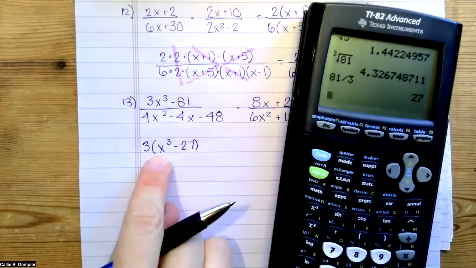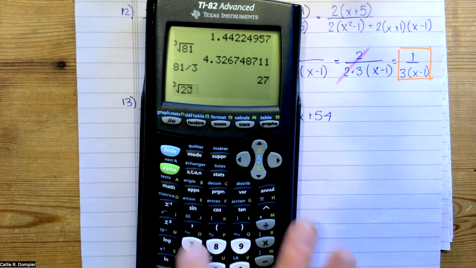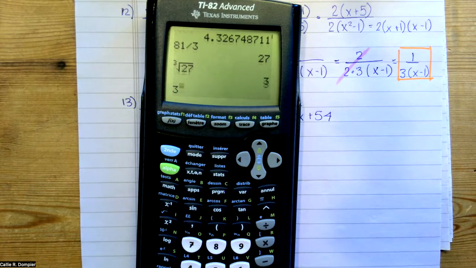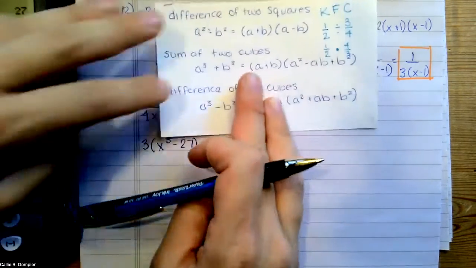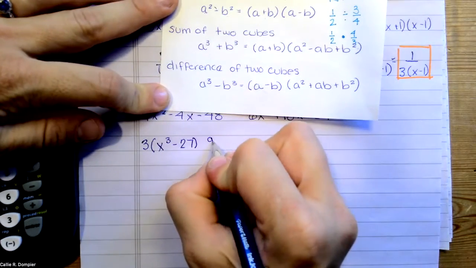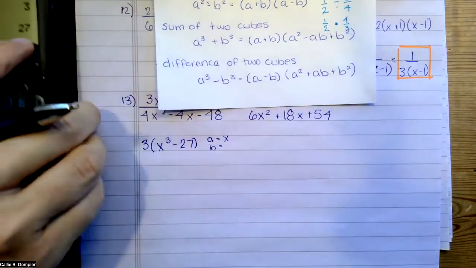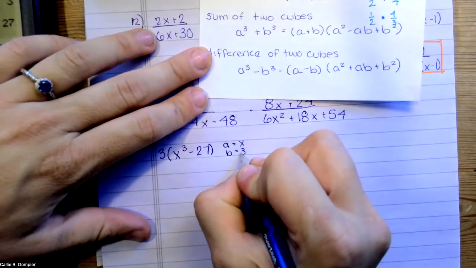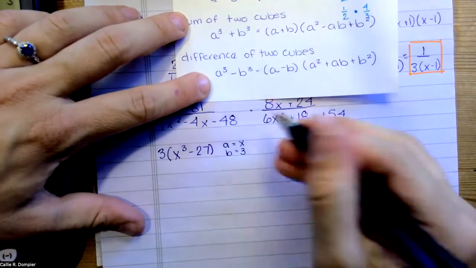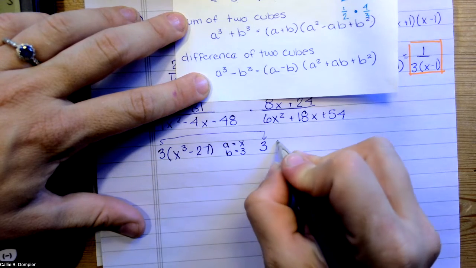So I know x cubed is a perfect cube. Is 27 a perfect cube? Yeah, because 3 to the third power is 27. Okay, so those are two perfect cubes, and we're going to do a difference because that's a minus sign. So here we're going to say A is x, right? And B is, the cube root of 27 was 3. So B is 3.